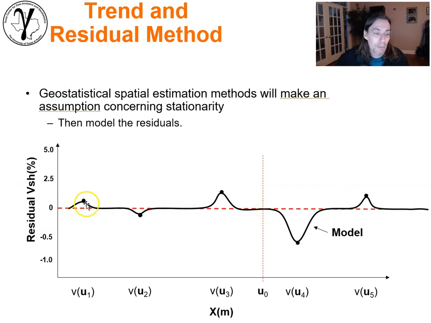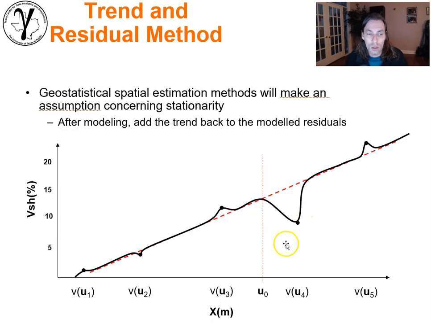We can go ahead and fit a model. The solid line right here is the model. We're honoring the data at the data locations. Away from the data locations, where we're outside of range of correlation or autocorrelation, we can go ahead and say we'll estimate with the trend value, the zero residual value. And that's pretty useful.